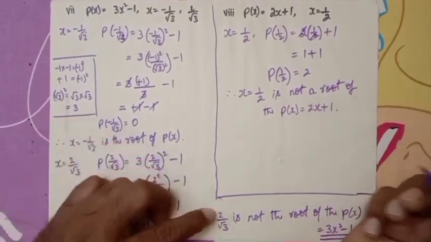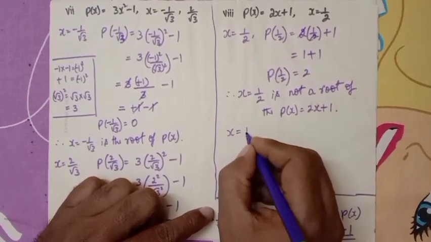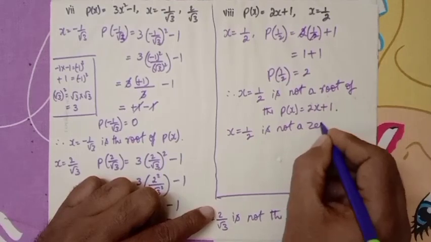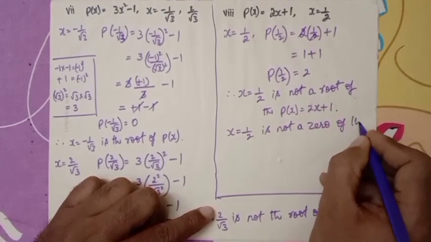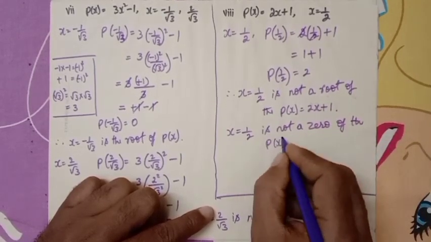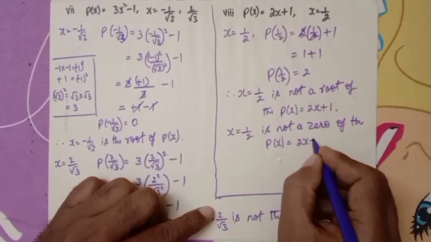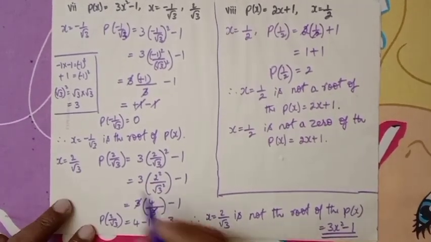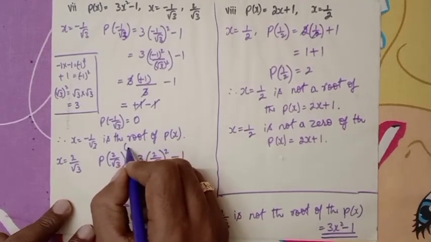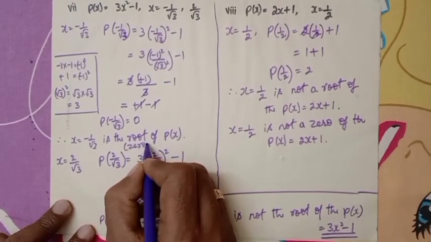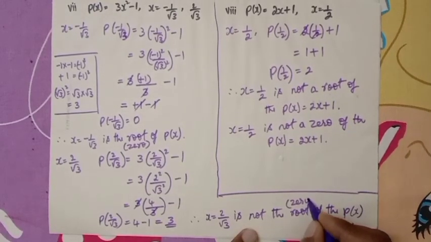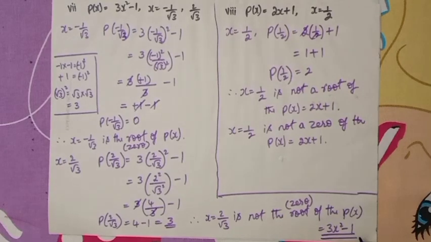We can also say x is equal to 1 by 2 is not a zero of the polynomial P of x is equal to 2x plus 1. Here also, in this case also, we can write, instead of root, is not a zero of P of x. Here also we can say zero of the polynomial P of x is equal to 3x minus 1.